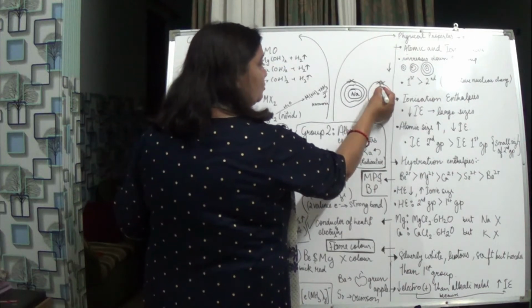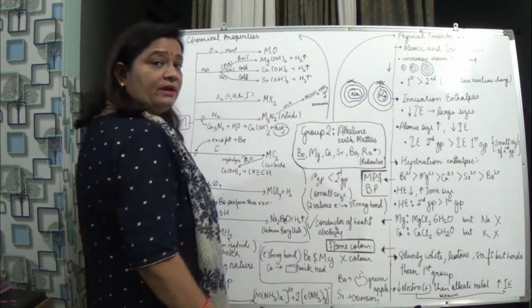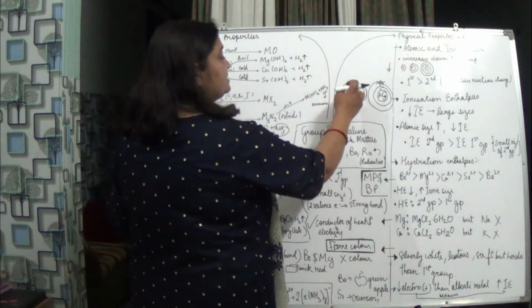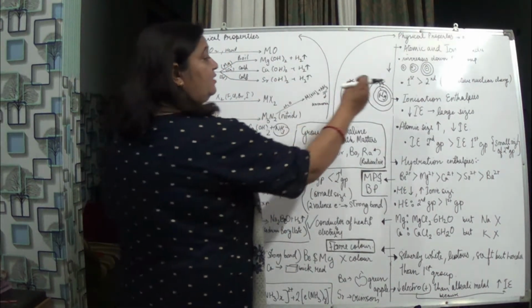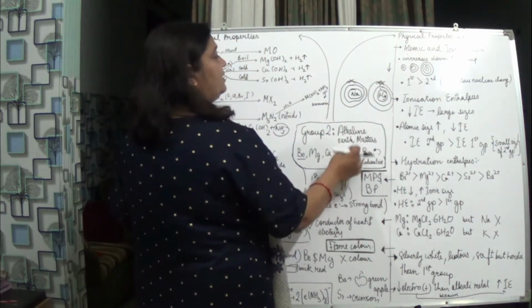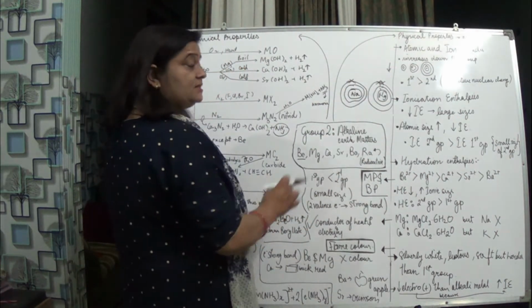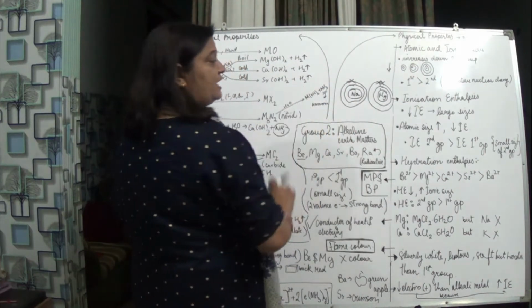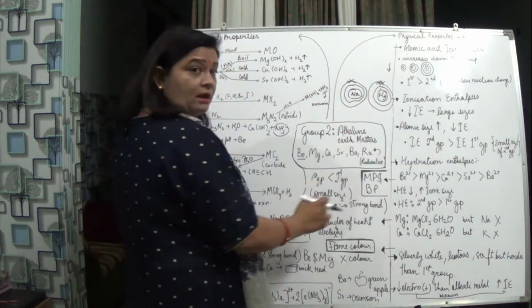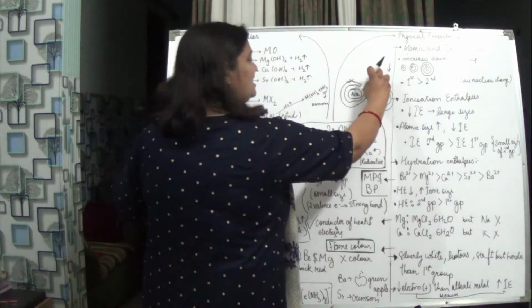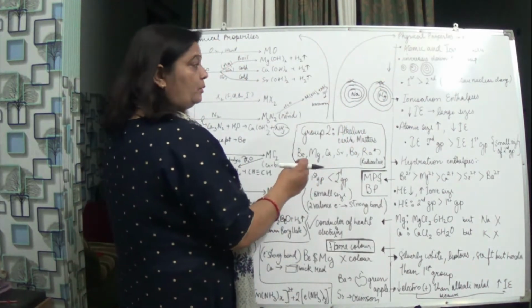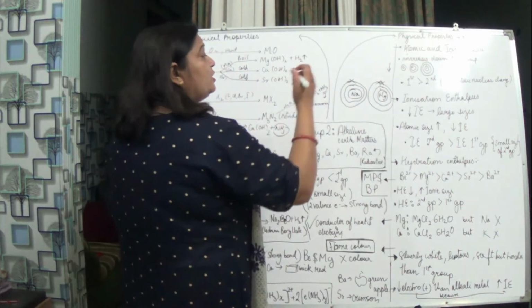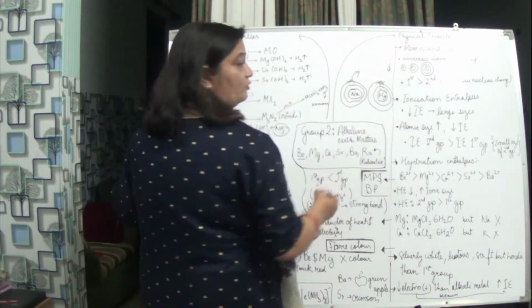These are held with more force from the nucleus, but here this electron is held with less force, because here only one electron is present. Here effective nuclear charge is more. Here effective nuclear charge is less, because here the number of protons is less. Here the number of protons is more. And as a result, these electrons are held with more force rather than this one electron present in the alkali metal. So here this electron can be removed easily.